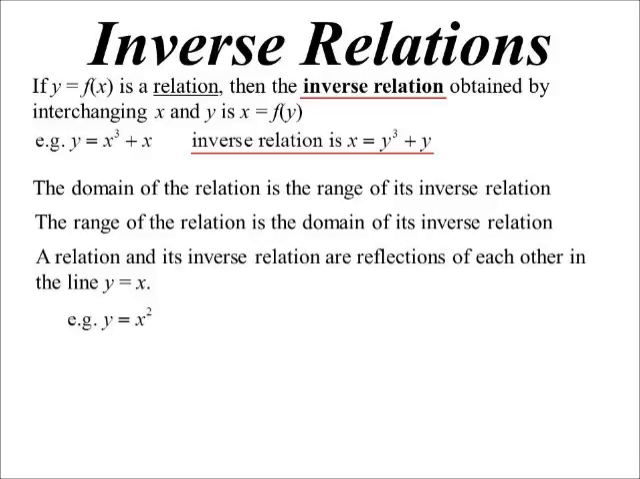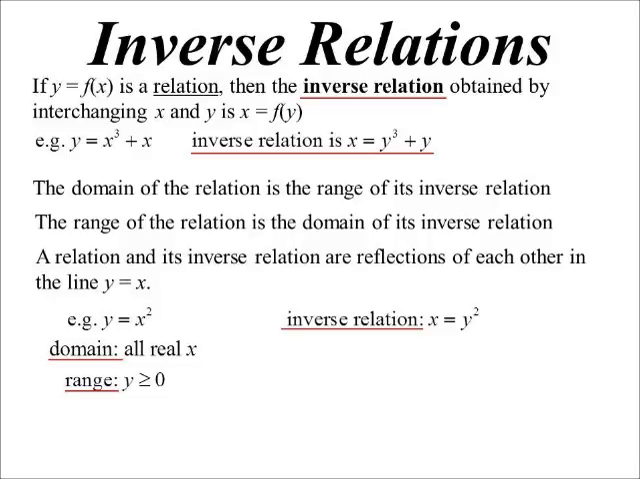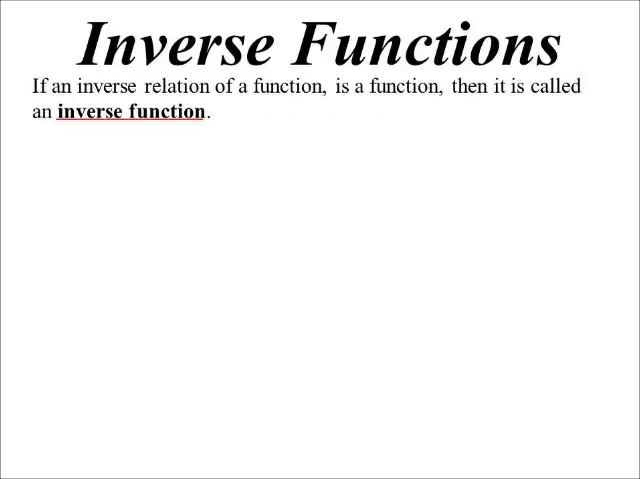All right, look, y equals x squared, domain is all real x, and the range is y is greater than or equal to 0. But if we swap the x and y's around, the domain becomes x is greater than or equal to 0, and the range becomes all real y. Anyway, they're inverse relations and they're okay, but inverse functions are more important. So if that inverse relation that we've created satisfies the rules for a function, then we call it an inverse function.